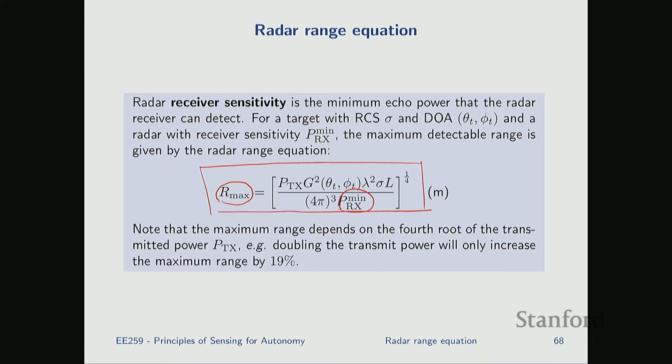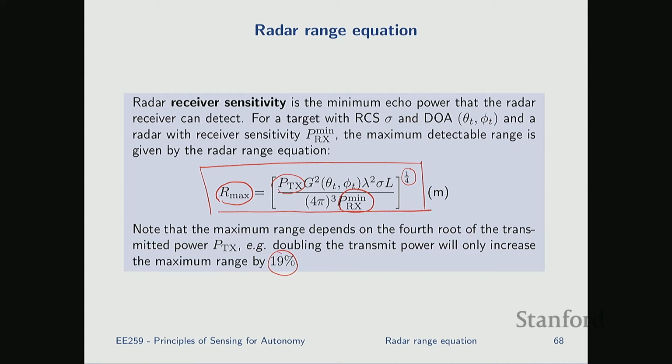Another thing that is kind of interesting in here is that this power of 1/4 makes it really tricky to increase range by just increasing power. Sometimes you might think, oh, if I want to see further, I'll just send out more power, right? Well, yes, but not by as much as you would think, because the power is raised to the power of 1/4. So if you double the power, for instance, you're only going to increase your maximum range by 19%. So increasing power is not a very efficient way of increasing the maximum range of your radar.